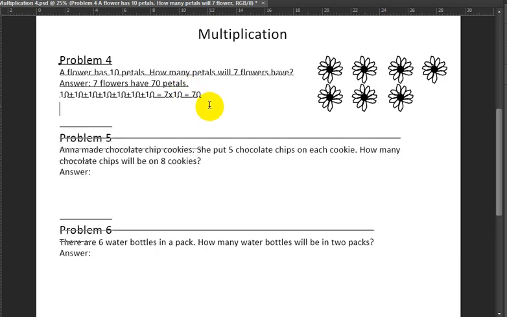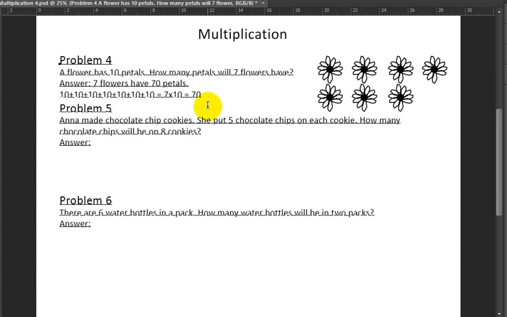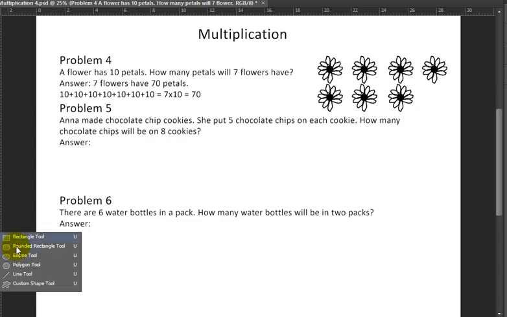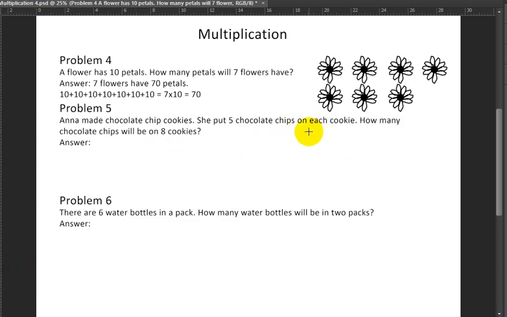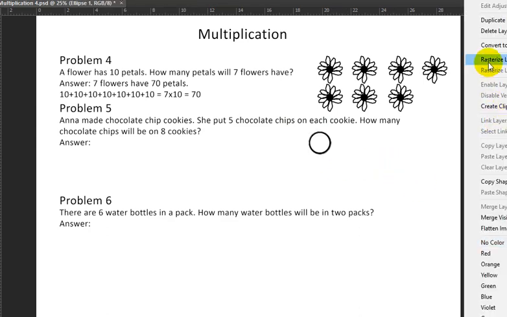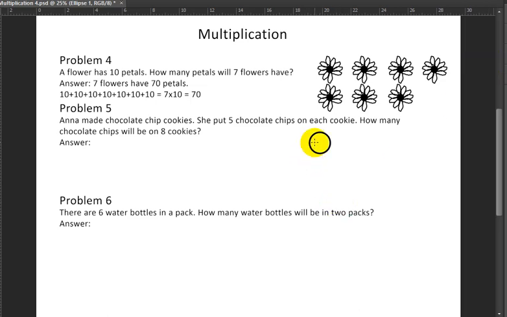All right, let's move this up a little more. There we go. Next up, we have that Anna made chocolate chip cookies. She put 5 chocolate chips on each cookie. How many chocolate chips will be on 8 cookies? All right, well, let's make these cookies so that we can actually see them, right? So here we have 1 cookie. And we're being told that she put 5 chocolate chips on it. So let's make them a little bigger.